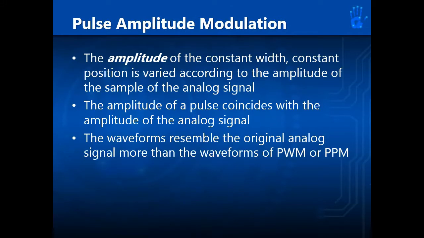Pulse amplitude modulation. The amplitude of the constant width, constant position pulse is varied according to the amplitude of the sample of the analog signal. The amplitude of a pulse coincides with the amplitude of the analog signal. The waveforms resemble the original analog signal more than the waveforms of PWM or PPM.